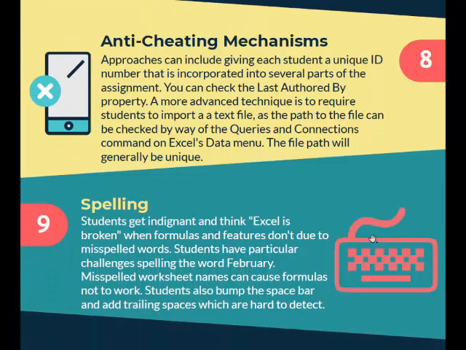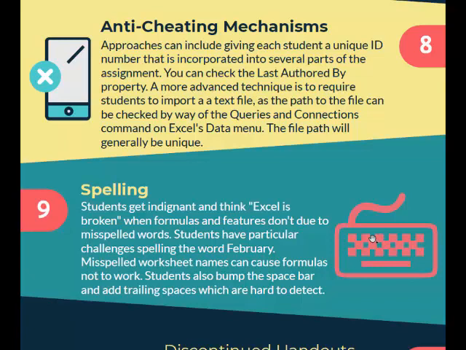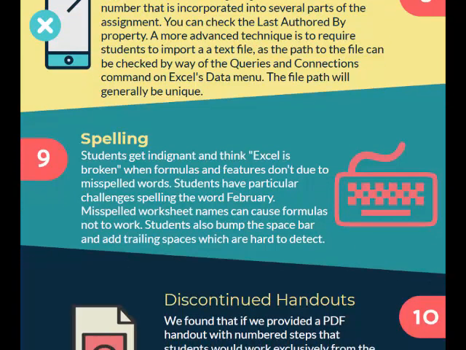Spelling causes students lots of issues in Excel because either they misspell words such as February and then their formulas don't work, or they will bump the space bar and put an extra space in the sheet tab, and that'll cause their formulas not to work because there's an extra space. That's hard for them to detect that they've done that.